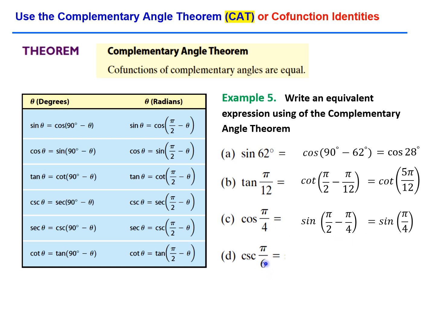Next is cosecant pi over 6. The complement of pi over 6 is pi over 3, because pi over 6 is 30 degrees and pi over 3 is 60. So for cosecant pi over 6, the cofunction of cosecant is secant, and then subtract pi over 6 from pi over 2, and you will get secant of pi over 3. Okay, so that's it.